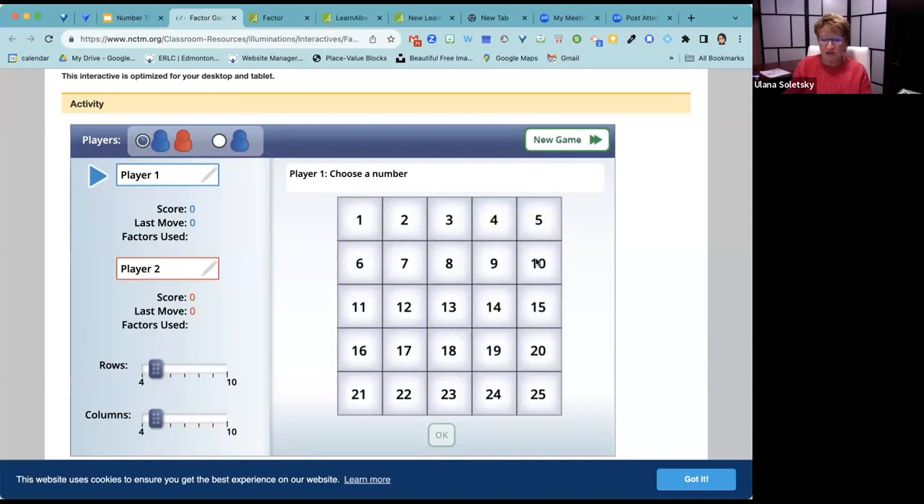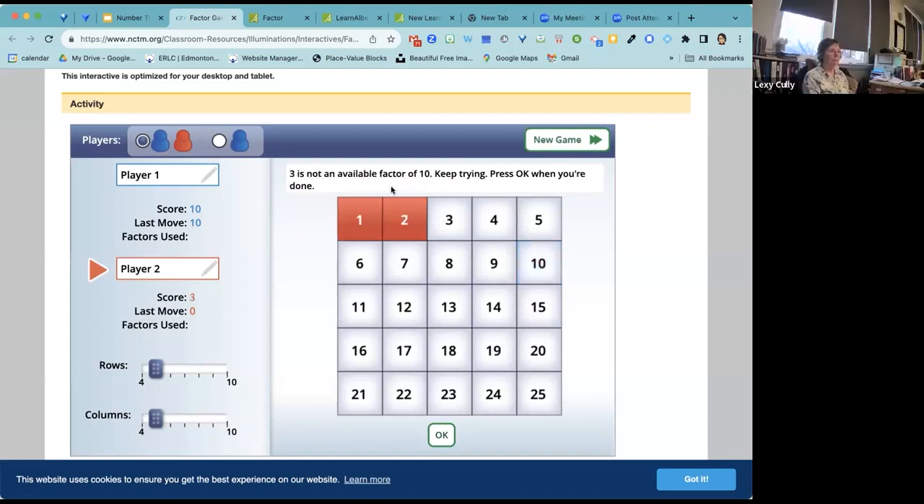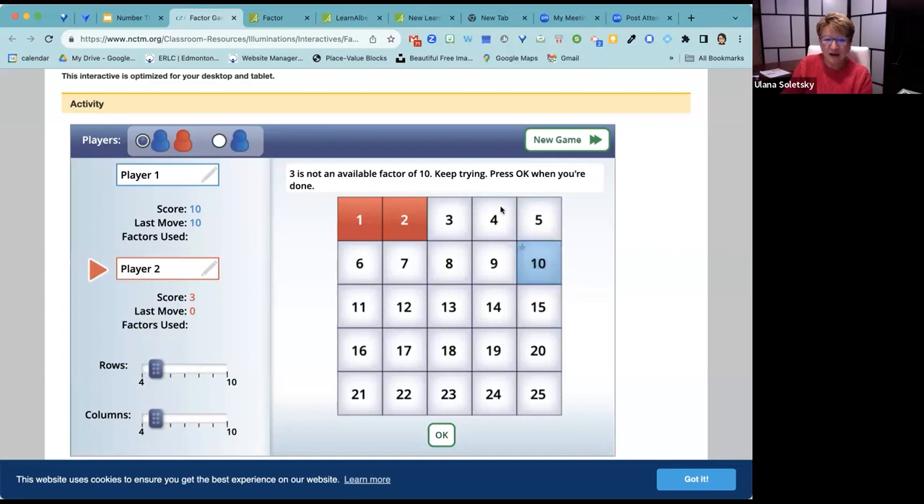So player number 1, you choose the number. For example, I can choose 10, and then it goes to player 2, and player number 2 has to find all the factors of 10. And so they say, okay, it's 1, 2, and if they choose something, it says, no, it's not. And then I can say 5, and I say, okay. And so player 2 has scored 8.